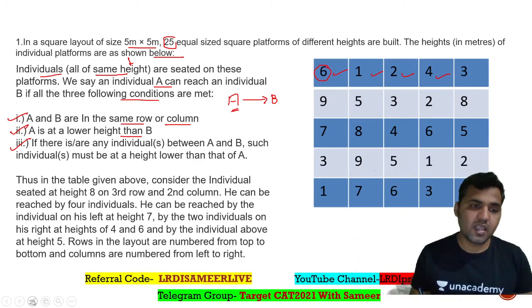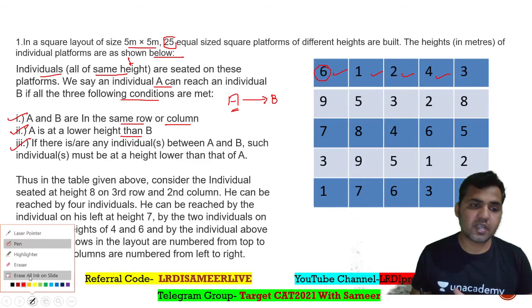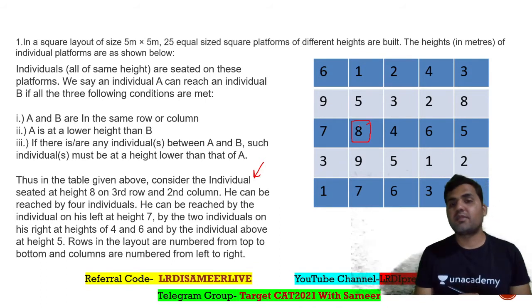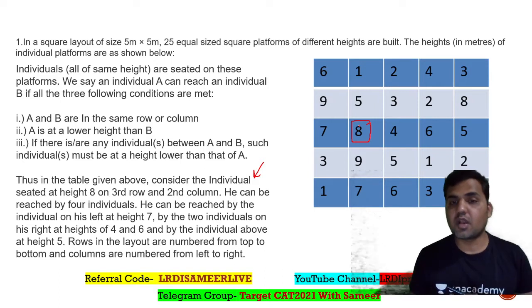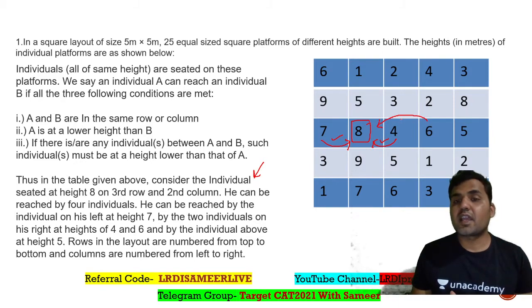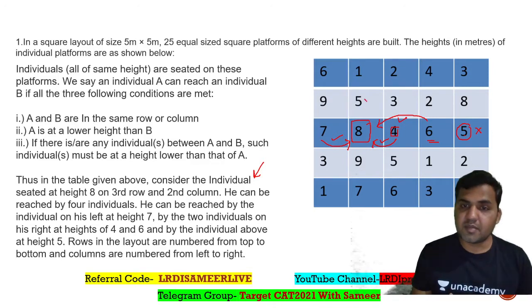If I try to comprehend this, the example is also given over here. If I'm looking at the person sitting at the platform of height 8 in row 3 column 2, it can be approached by 7 because 7 is at a lower height than 8. It can be approached by 4 because 4 is at a lower height than 8. It can be approached by 6 also because 6 is of lower height than 8, and 4 also is lower than 6. It cannot be reached by 5 because between 5 and 8 we have a platform of height 6.